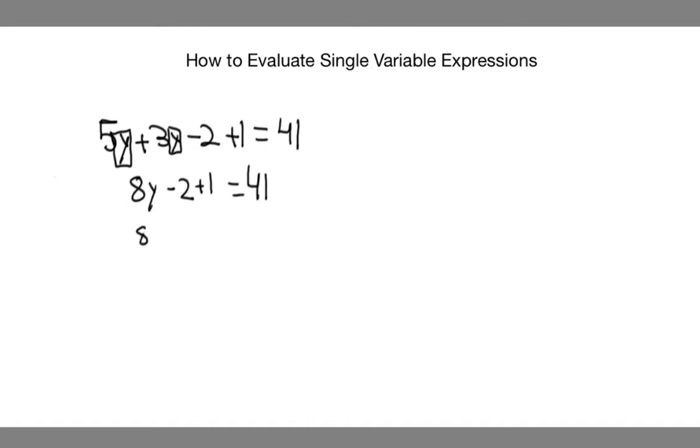And then we can change to 8y plus, actually no, this is minus. Negative 2 plus 1 is actually negative 1, so 8y minus 1 equals 41. And then we have 8, oops, let's change that real fast. We're going to have to do the addition property of equality over here, plus 1 to both sides, and that makes us get 8y equals 42.